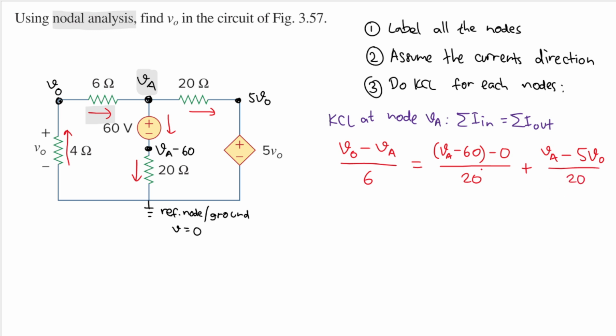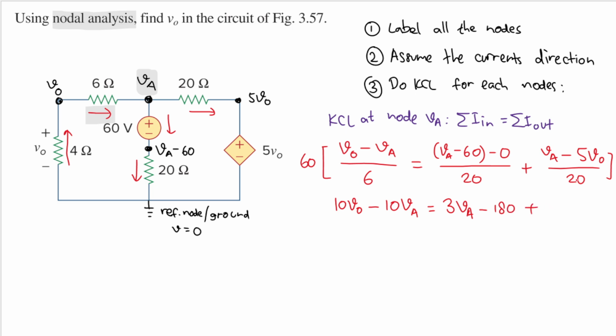Good. Now let's multiply both sides here, I think by 60. Why? Because that will cancel out all the denominators, right? 6 and 60 will cancel into 10, so we'll have 10V0 minus 10VA, and that will equal to 20 and 60 will cancel into 3, so I will have 3VA, and then minus 60 multiplied by 3, so I will have minus 180.